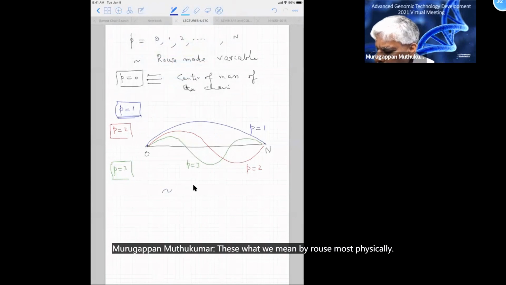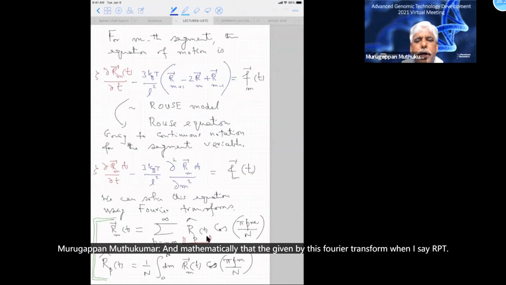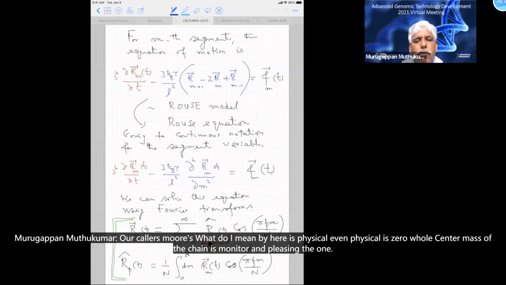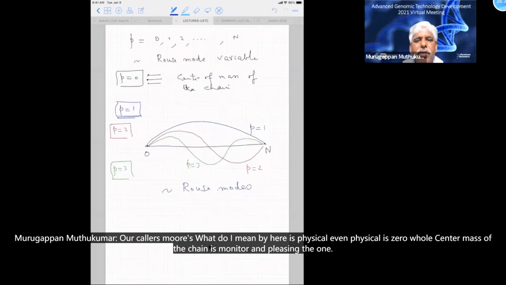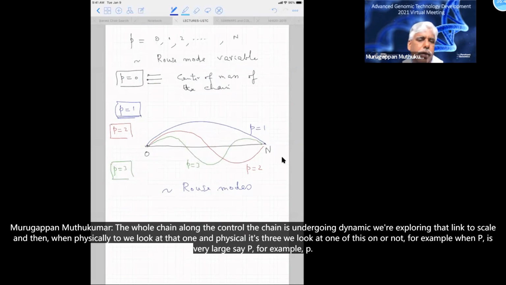This is what we mean by Rouse modes, physically. And mathematically, that's given by this Fourier transform. When I say R_p(t) are called Rouse modes, what I mean is, physically, when P is equal to 0, the whole center of mass of the chain is monitored. When P is equal to 1, the whole chain along the contour is undergoing dynamics. We're exploring that length scale. And then when P is equal to 2, we look at that one. And P is equal to 3, we look at 1/3 of this, on and on.